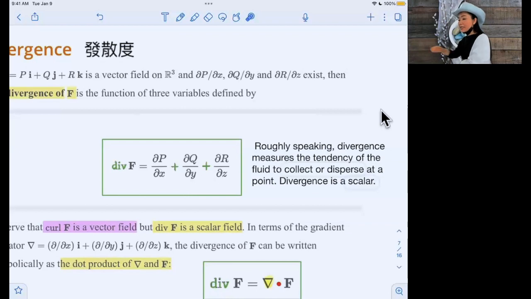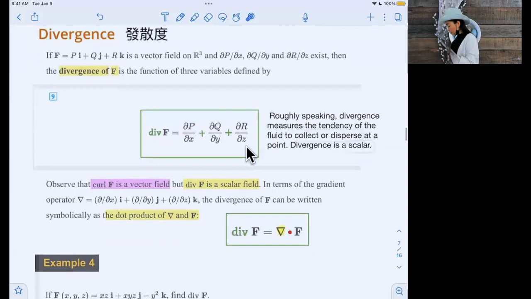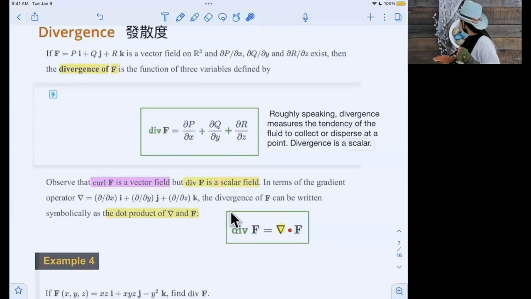How is that defined? It is defined this way. It's the partial derivative of the first component of this vector field with respect to x, then adding the partial derivative of the second component with respect to y, and then adding the partial derivative of the third component with respect to z, and you just sum that up. The result of this is a scalar. It's not a vector. It should be equal to a number. So curl is a vector field, and divergence is a scalar field, so it's a real number.